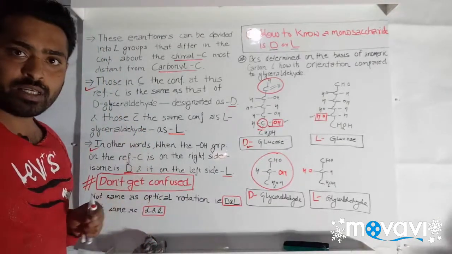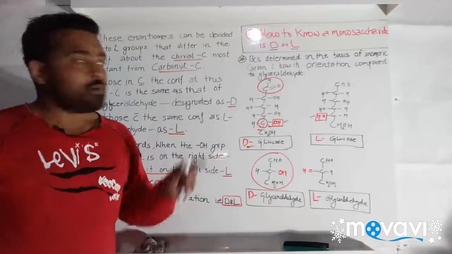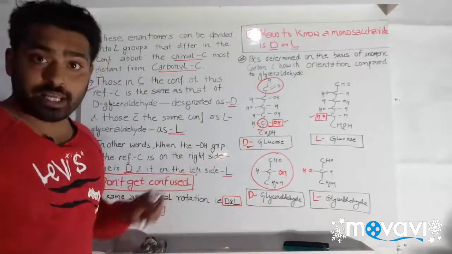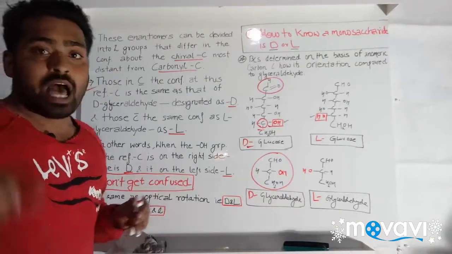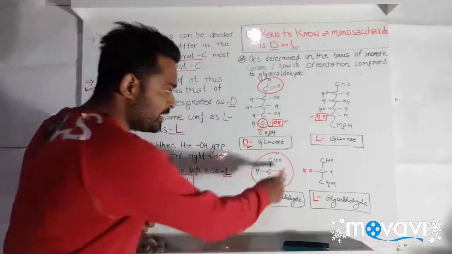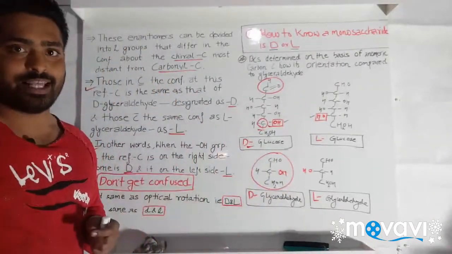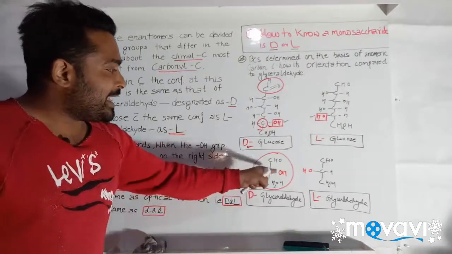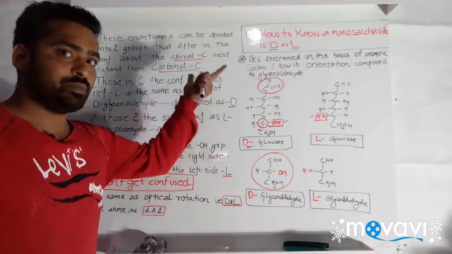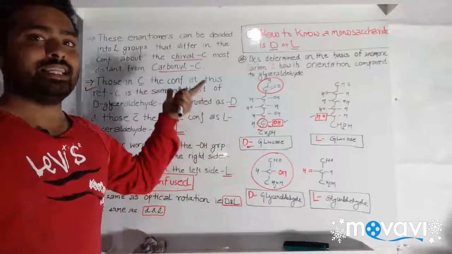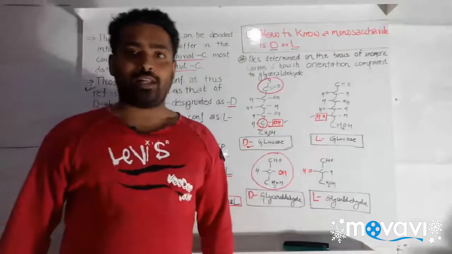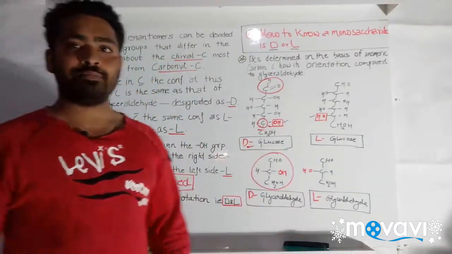How is this different from capital D and capital L? Because it is determined on the basis of the reference carbon and how its orientation compares to glyceraldehyde. That is, if this is on the right side, it would be a D-monosaccharide, and if it is on the left side, simply an L-monosaccharide, in this case D-glucose or L-glucose. I think it will help. Thank you.